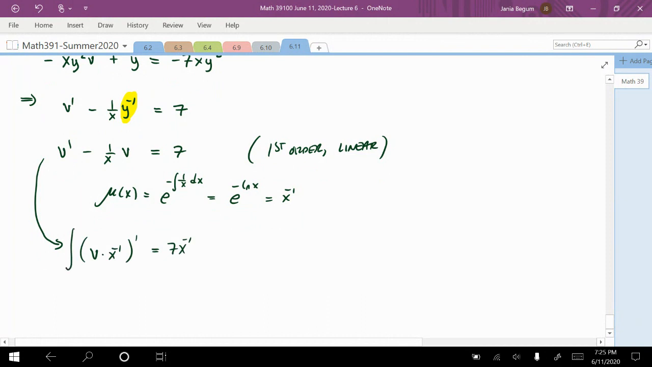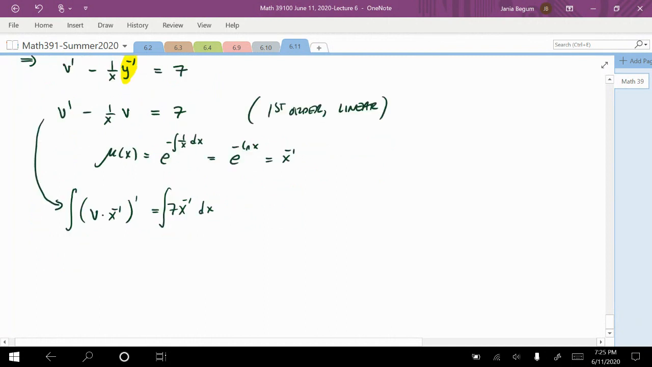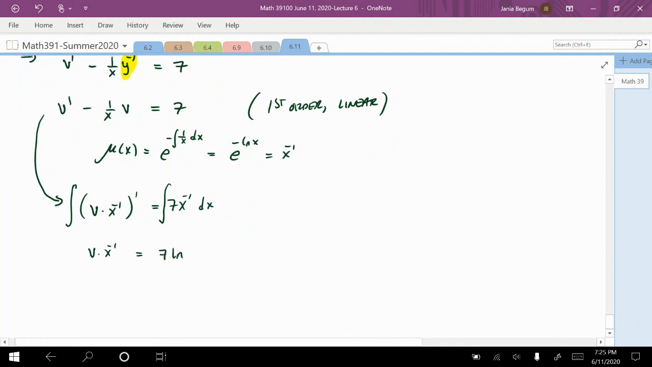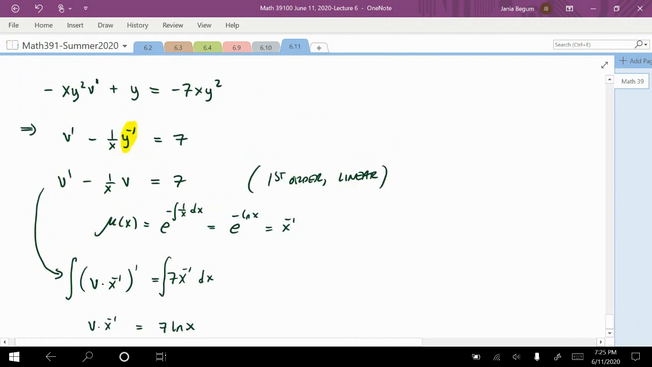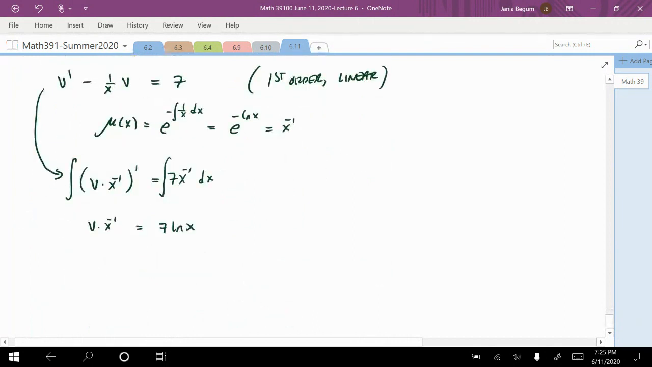And now we can integrate both sides with respect to x. So we have v times x to the negative 1 equals 7 times x to the negative 1. Well, that's just 7 ln of x, right? So, yeah, 7 ln of x plus c. And then v would be then 7 x ln of x plus c times x.